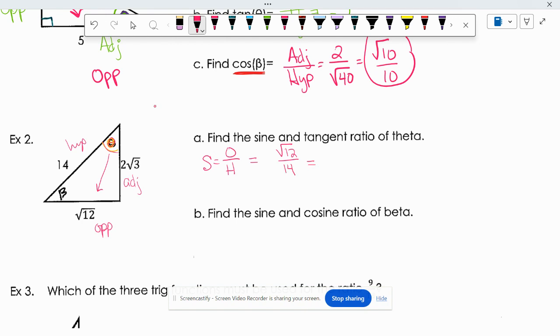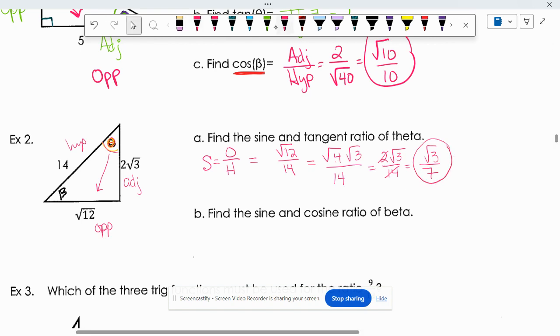How can we simplify the square root of 12? Square root of 4, square root of 3 over 14. Remember, you want to divide it into perfect squares, non-perfect squares. What is the square root of 4? 2 times the square root of 3 over 14 reduces to what? 2 will go into itself 1 time. 2 will go into 14 7 times. So I end up with the square root of 3 over 7. That's the sine.